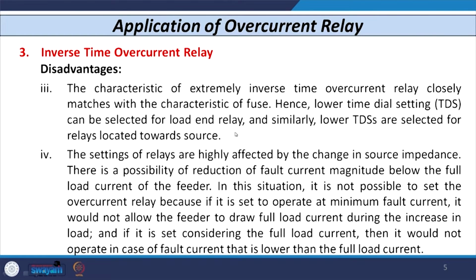Let us further proceed. The fourth disadvantage of this inverse time overcurrent relay is that the setting of these relays is highly affected by varying generating conditions. We know that in a power station we do not use a single generator, but we have a group of generators, all connected in parallel. Depending upon the requirement of load, either a single generator or multiple generators are operating, and based on whether the load is high or low, the number of generators connected in the network is switched on or off.